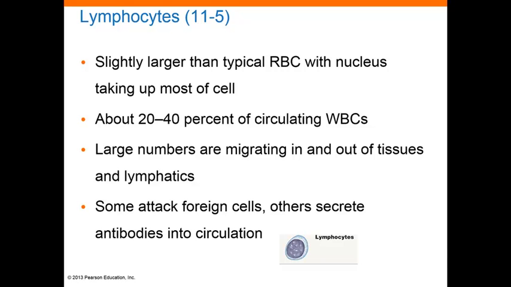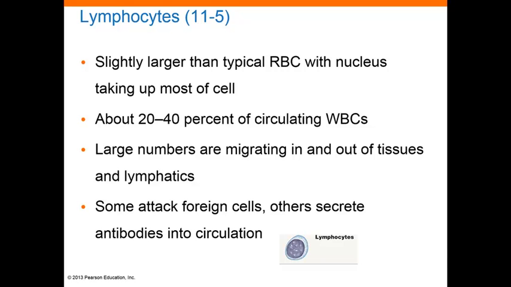Last, the lymphocytes are another agranulocyte white blood cell. They're only slightly larger than a typical red blood cell, and their nucleus takes up almost the entire cell. After the neutrophils, they are the next most populous at 20 to 40% of the circulating white blood cells. And there's a large number of lymphocytes that migrate in and out of the tissues and the lymphatic system.